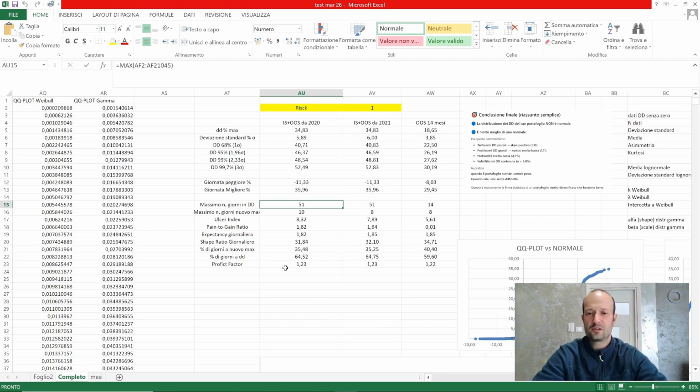The profit factor is always around 1.23, 1.22, 1.23, so it's stable at these levels. Now let's focus on something important, because the daily expectancy is good for the system, but that doesn't mean you make money every day.